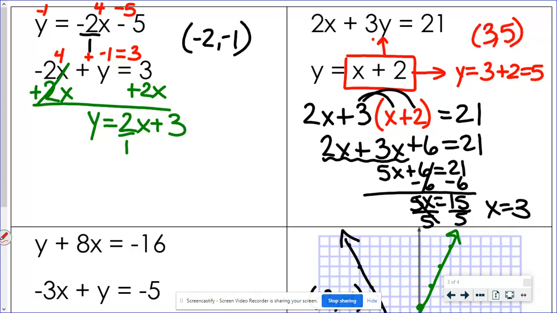And again, I could check that with the top equation. 2 times 3 would be 6. 3 times 5 would be 15, and 6 plus 15, yep, that is 21.